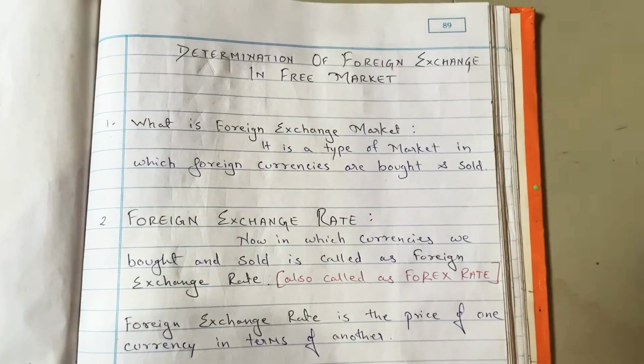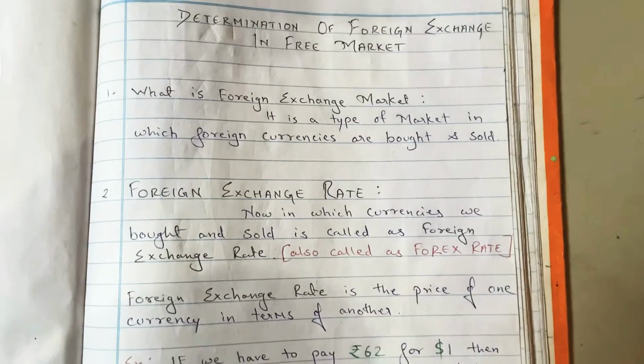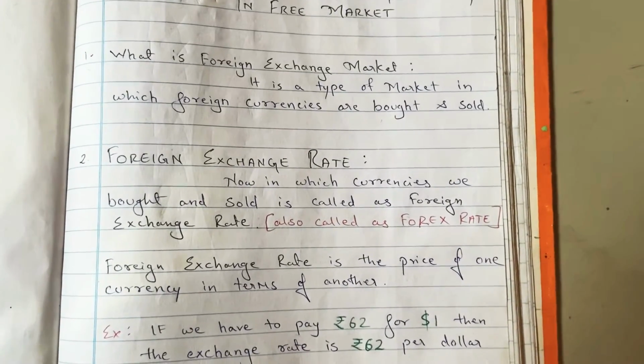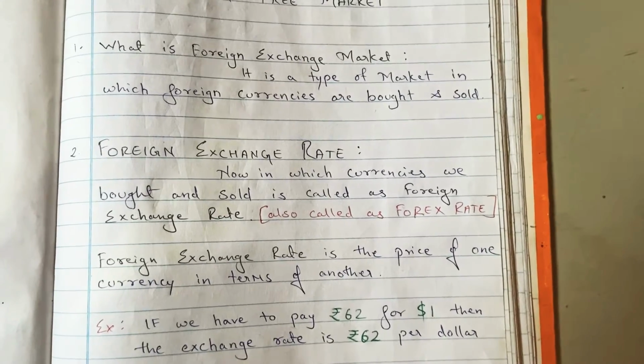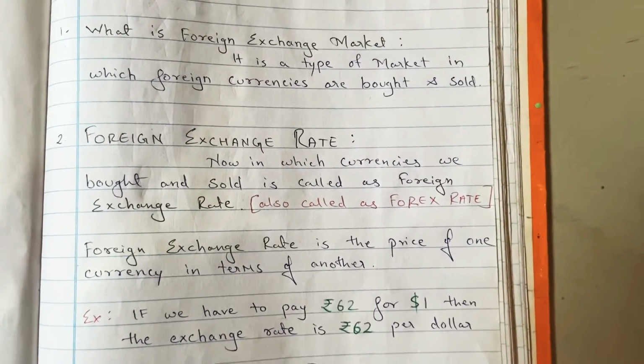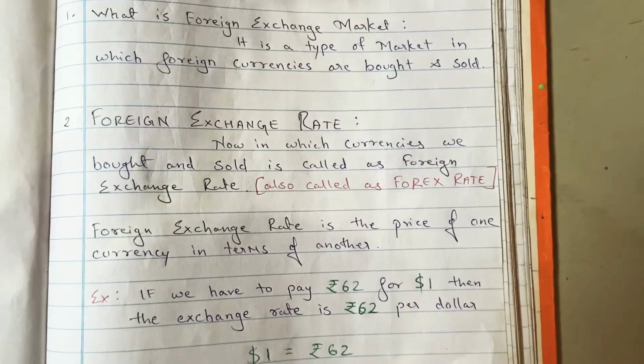Hey guys, our today's topic is determination of foreign exchange in free market. Now let us first understand what is foreign exchange market. Foreign exchange is a type of market in which foreign currencies are bought and sold, like the share market. In the share market, the way shares are bought and sold, in a similar way there is the foreign exchange market where the foreign currencies are bought and sold.